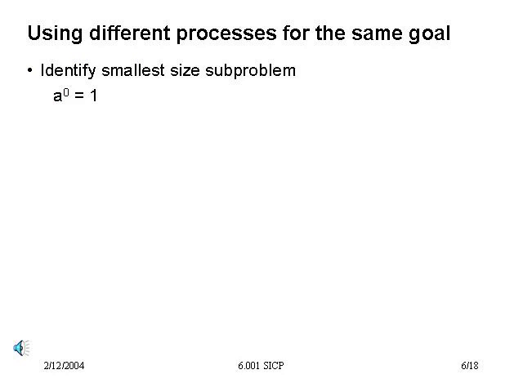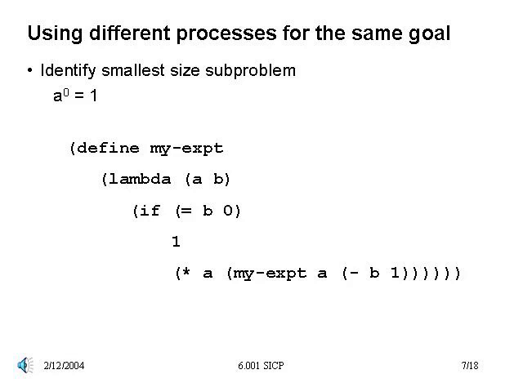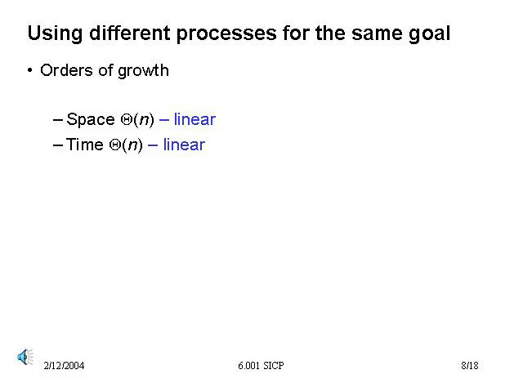To stop unwinding into simpler versions of the same problem, we need to find a smallest size subproblem. Here, that's easy. Anything to the 0th power is just 1. And thus we can add our base case to our procedure, creating the same kind of procedure we saw earlier for factorial. Note how the base case will stop unwinding the computation into simpler cases and ground out this current computation.